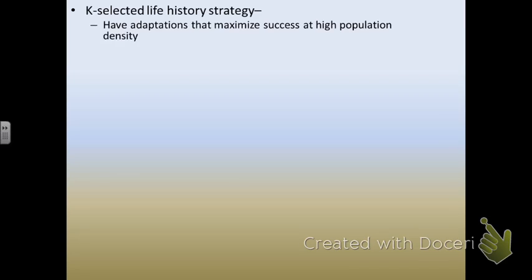So they're going to maximize their success at high population density. These populations are going to have particular adaptations that make sure they can get as much food as possible, or that they're more likely to be able to reproduce, because those are the things that are going to be a big deal in K-selected life history strategies. So efficient use of resources, because not having enough food is a problem when you're at carrying capacity. So being a very efficient organism is something that you're going to see in these organisms.